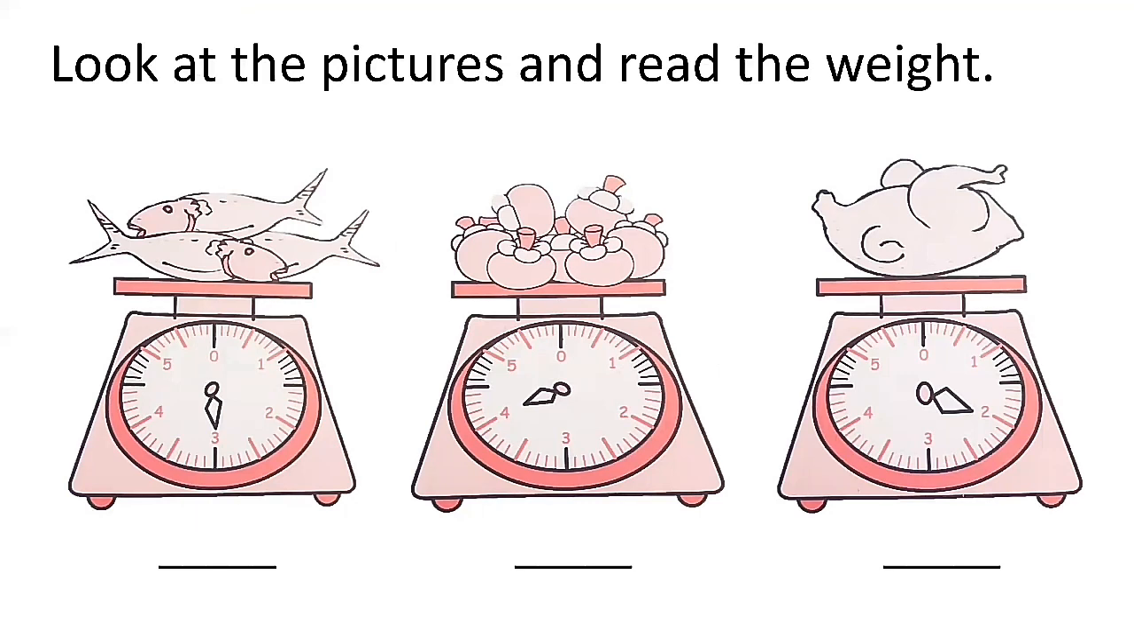Next, look at the pictures and read the weight. Look at the first scale. In the first scale, we put 3 fish. So you have to find out how much is the weight of the fish. What do you think? Since the arrow is pointed to 3, that is automatically 3 kg or 3 kilogram.